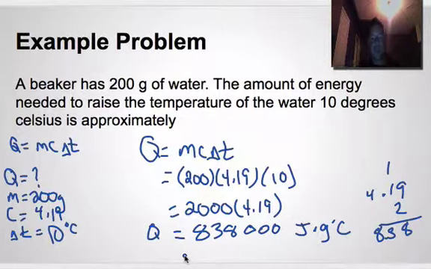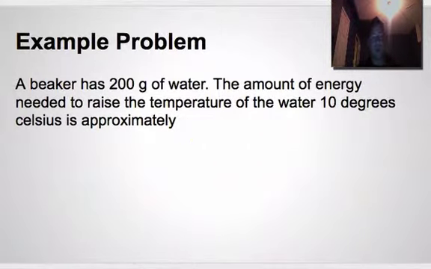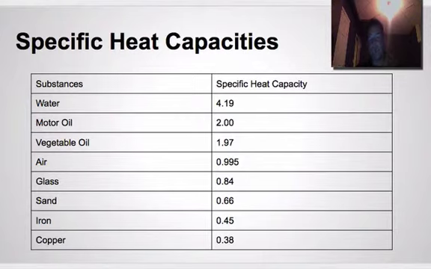Hopefully this matched up with what you had done previously. If it didn't, hopefully you can figure out why. Moving on, all I have here now is a chart of specific heat capacities, a list of different substances that you'll find. Water's specific heat capacity is 4.19. Motor oil is 2.00. Vegetable oil 1.97. Air very low at 0.995. Glass even lower at 0.84. Sand 0.66. Iron at 0.45. And then copper at 0.38.